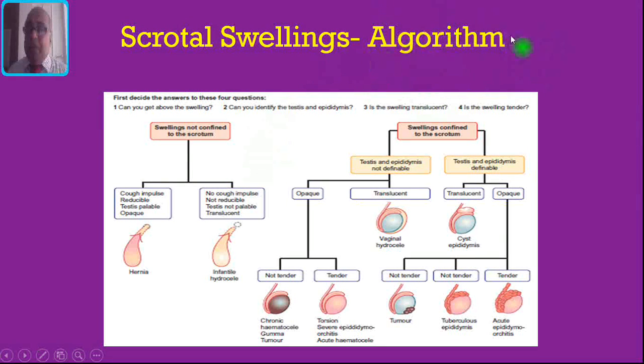So I will be talking only about our case, that is the varicocele. Usually you will be able to get above the swelling. You should be able to palpate the testis and epididymis separately, and the transillumination will be negative and it is non-tender. That is the characteristic feature of varicocele.